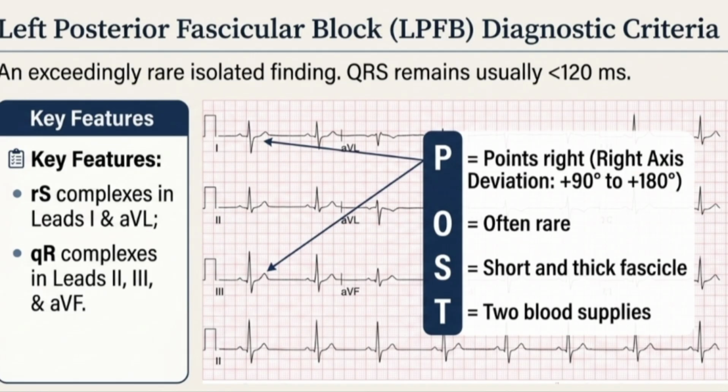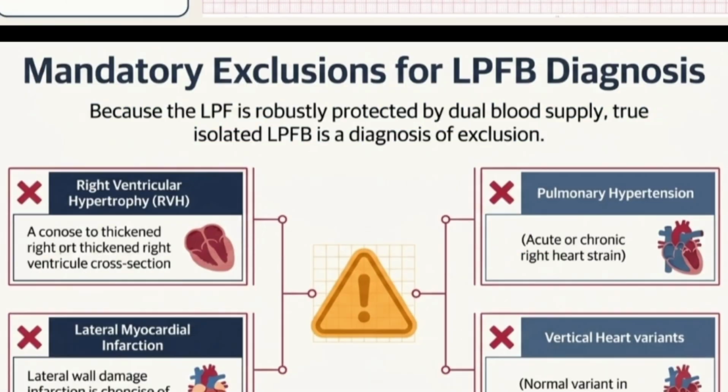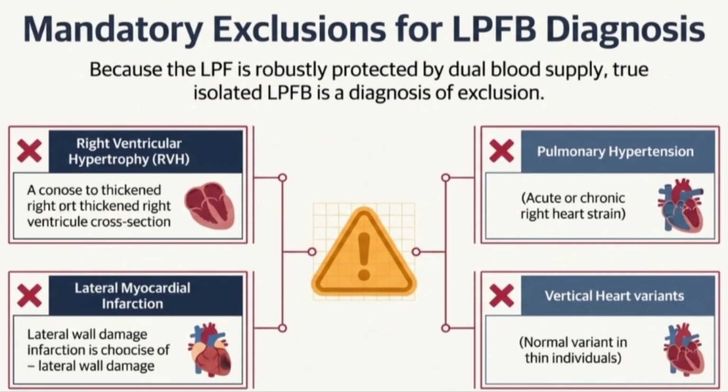Left posterior fascicular block diagnostic criteria: it is an exceedingly rare thing. QRS is usually less than 120 milliseconds. Small r, big S in 1 and aVL, small q, big R in 2, 3 and aVF. P is for points to right axis deviation, plus 90 to plus 180. O is for often rare. S is for short and thick fascicle, stable and safe because it has two blood supplies. Mandatory exclusion for LPFB diagnosis, because the LPF is robustly protected by dual blood supply. True isolated LPFB is a diagnosis of exclusion.